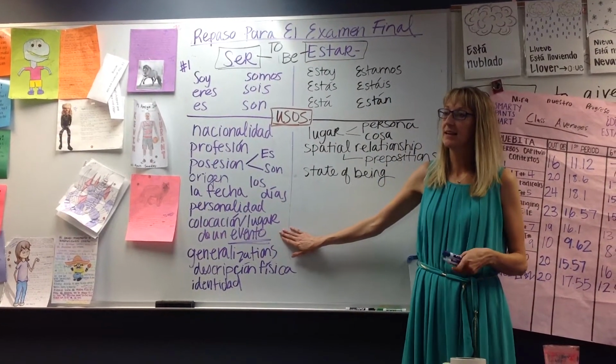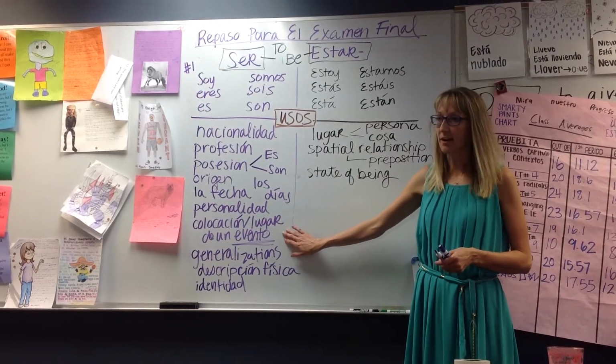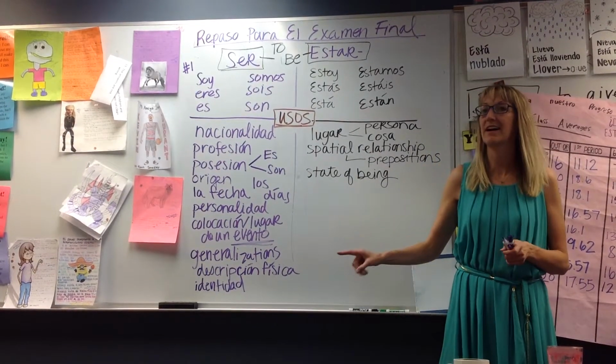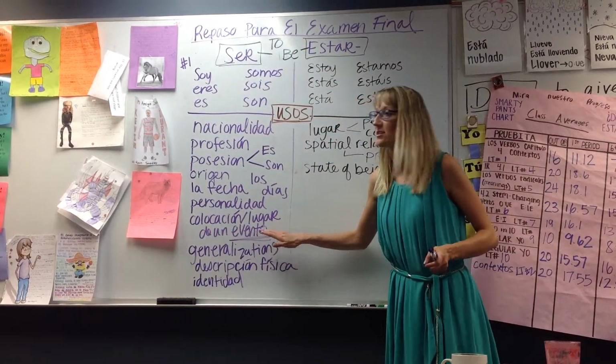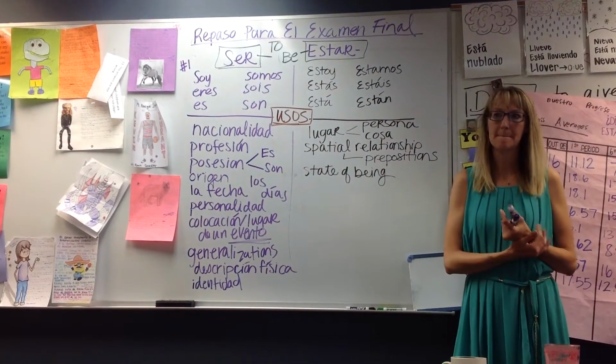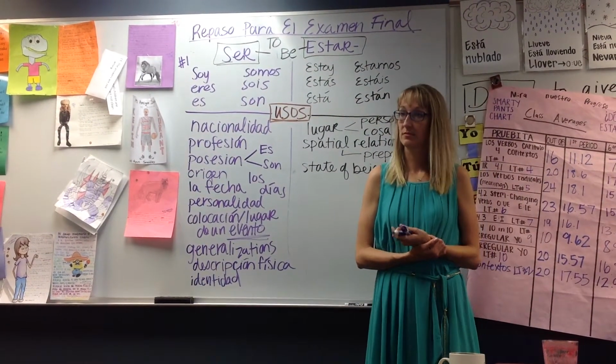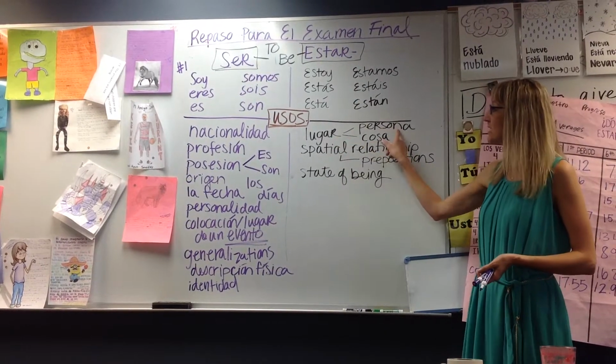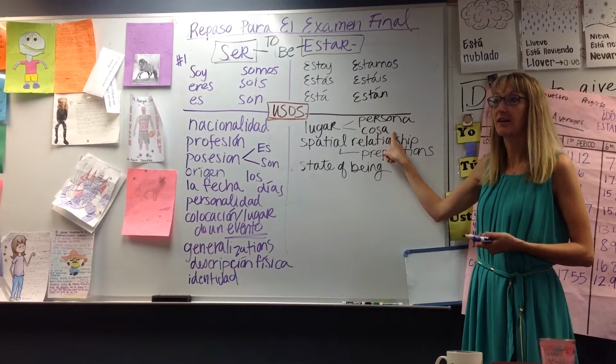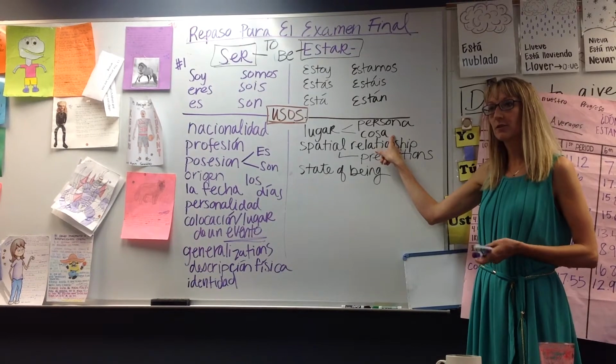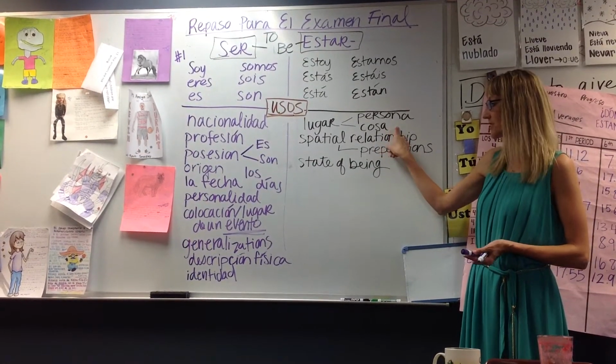Now, I love that our 6th period class came up with colocación or lugar de un evento. Location of an event is going to be ser. Why do you have to specify location of an event? Because location of a person or a thing is estar. Location of a person or a thing is always going to be under estar.